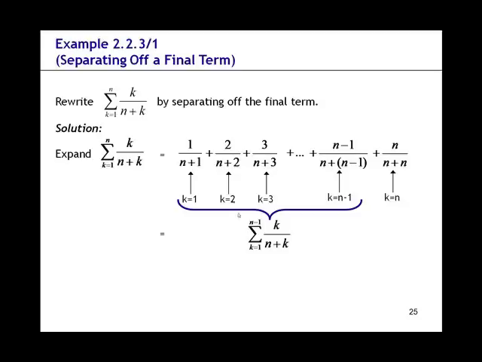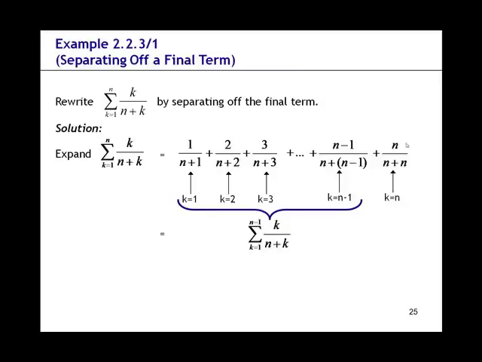Instead of ending at n, we end at n minus 1. So of course, right now this will not be equal, right? Because let's say you have 10 terms here, you only have 9 terms here. Okay, so they are no longer equal.